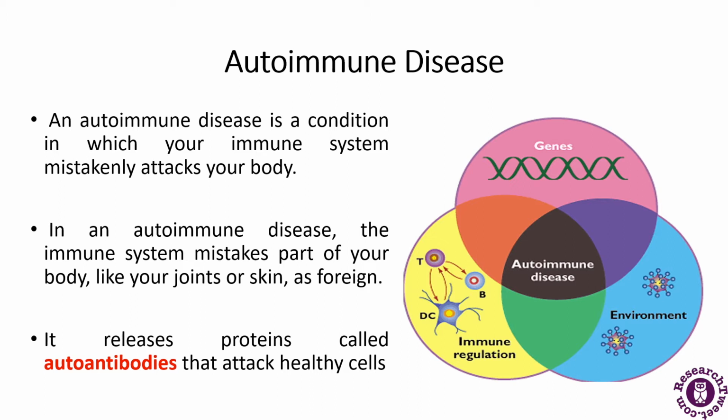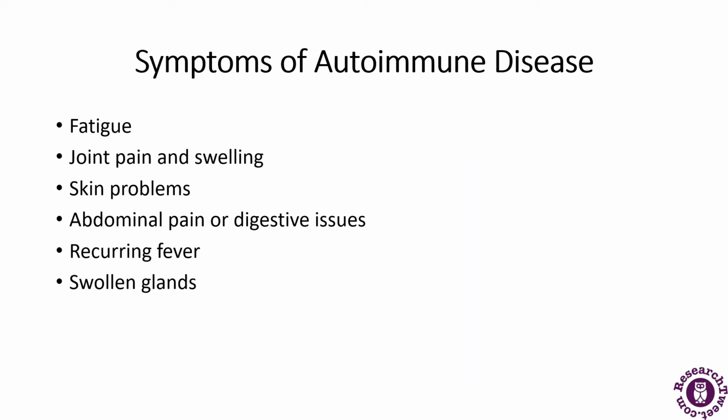So these are some of the main reasons which can be the cause of autoimmune diseases. For example, it can be genetic or hereditary also. If previous generations were affected by autoimmune diseases, then the other generations are also affected. So genes can be a main reason for autoimmune diseases. Then immune regulation is one of the factors, and environment also plays a major role in autoimmune diseases.